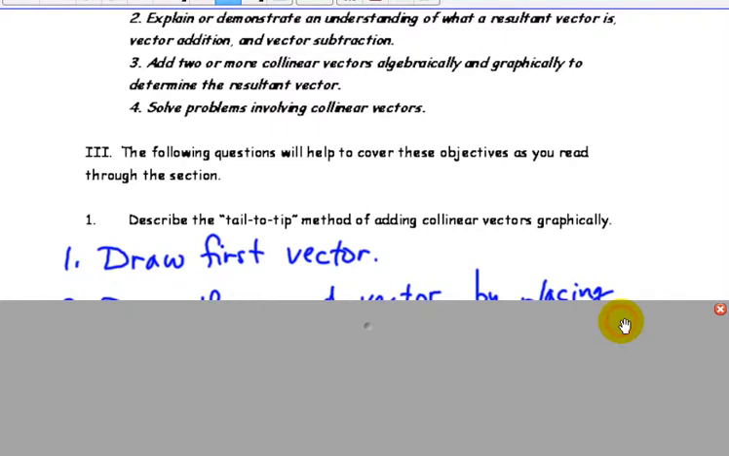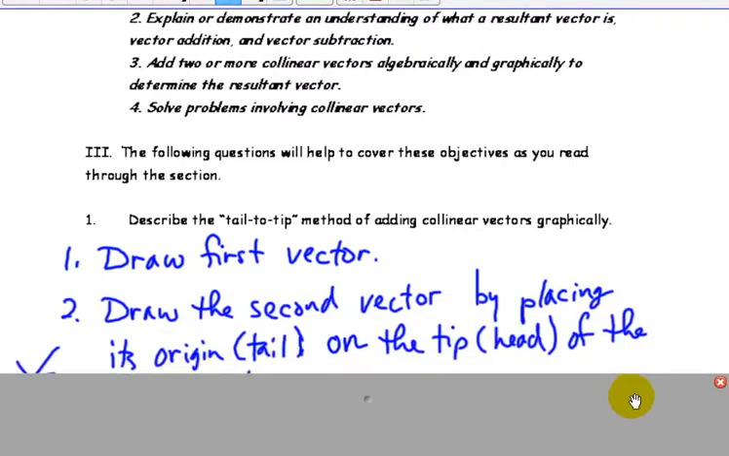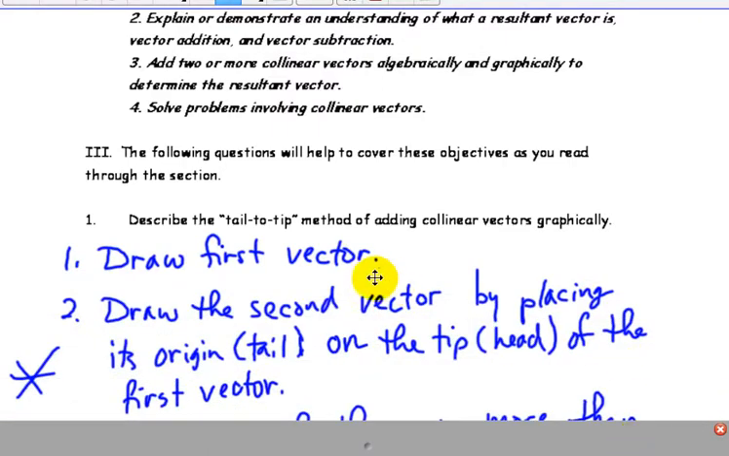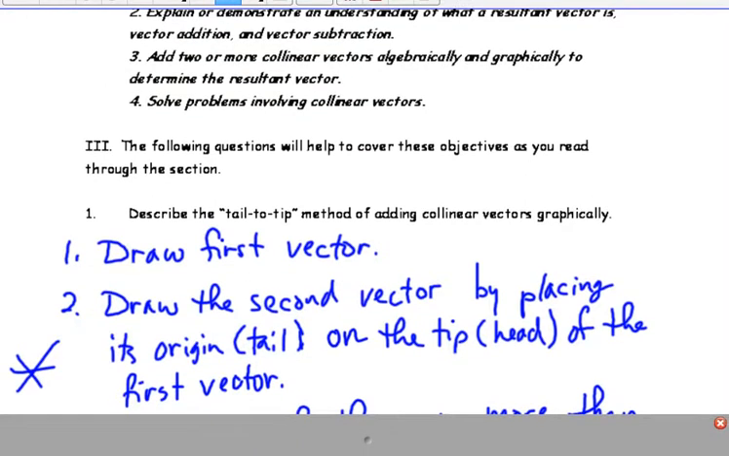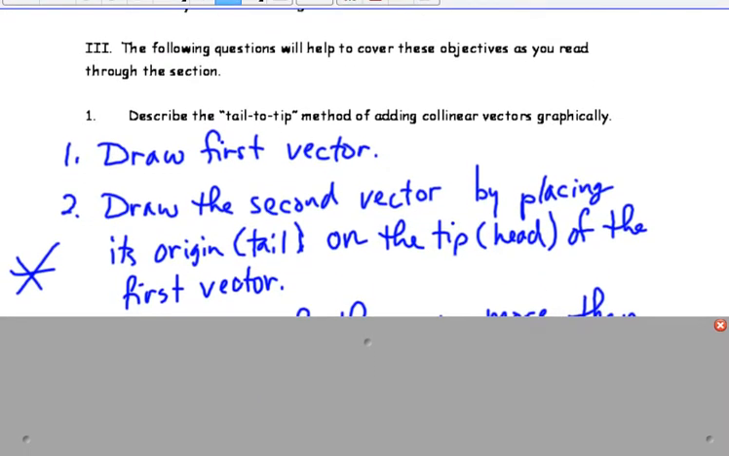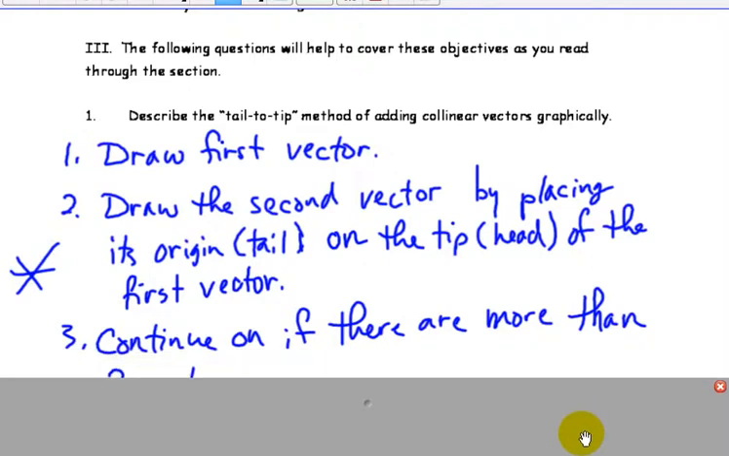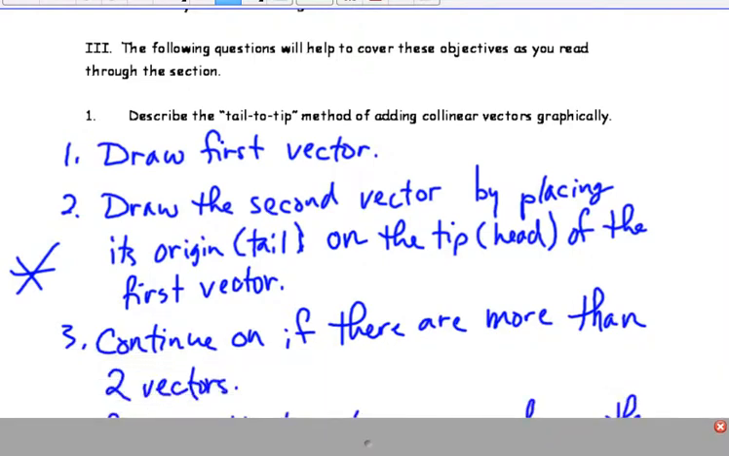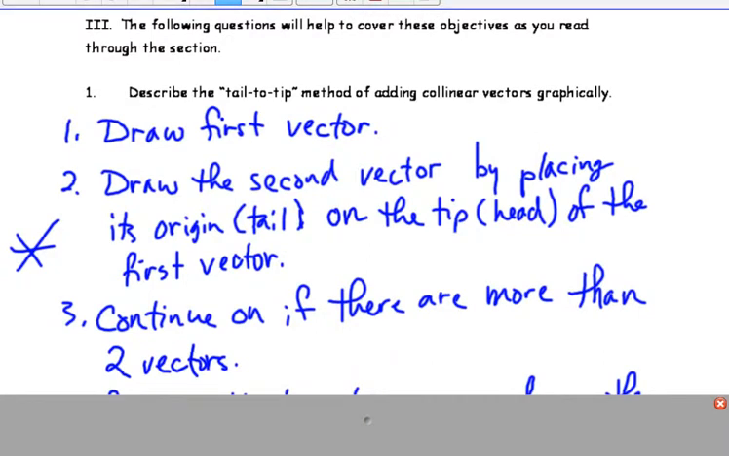So you would draw the first vector. The second vector would be a continuation of where you left off with the first vector. So we say draw the second vector by placing its origin or tail on the tip or head of the first vector. So you're continuing moving on after the first vector with the second one. If there's a third vector or fourth or fifth, you continue on with this process, adding the next vector on to the last vector where you left off.